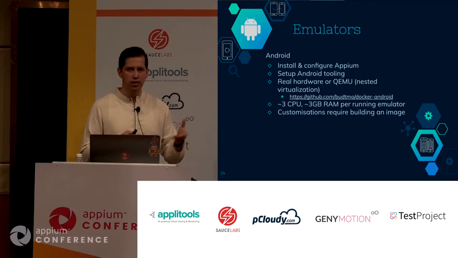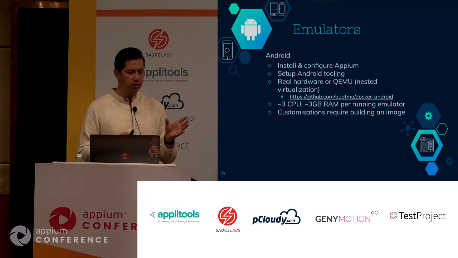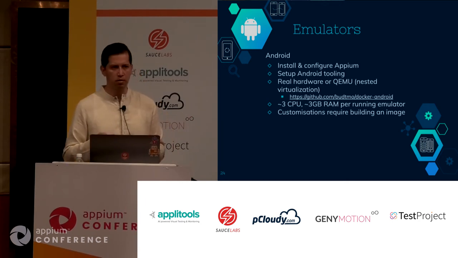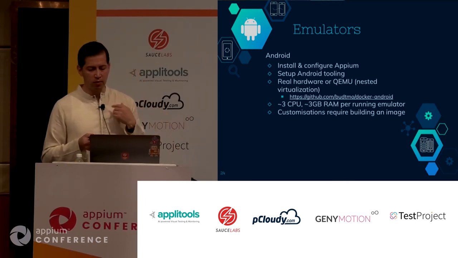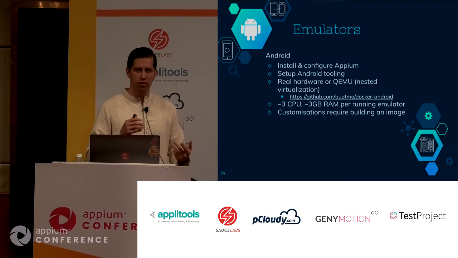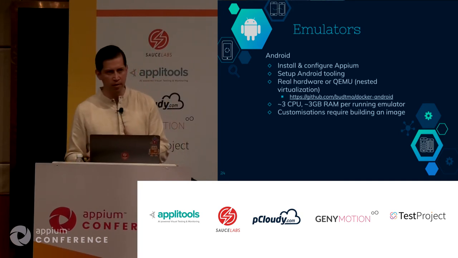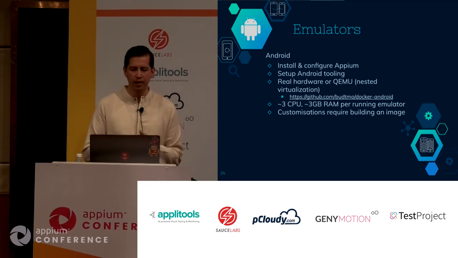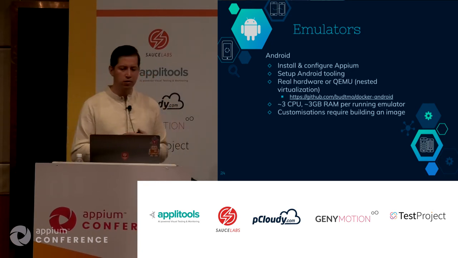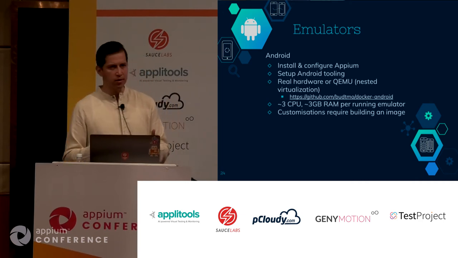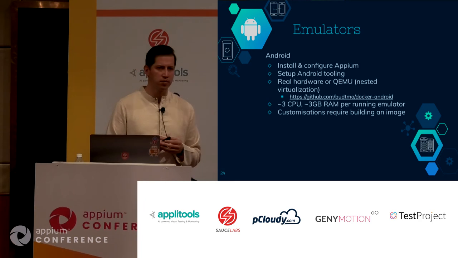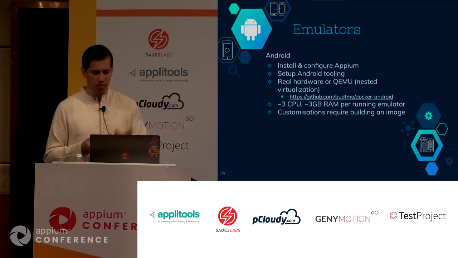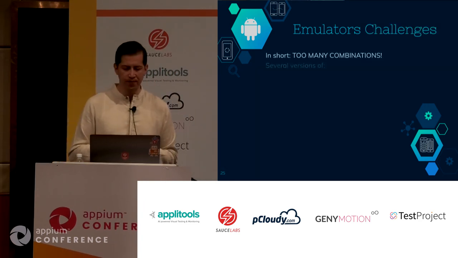We were using this Prometheus thing to measure the performance, and normally around when the emulator was booting, it was using around three CPUs and 3 gigabytes of RAM, but it could change depending on the app you're using. Also, there are some default images, but if we need to change things, we could do some slight customizations to it, and I will mention that in the next slides.